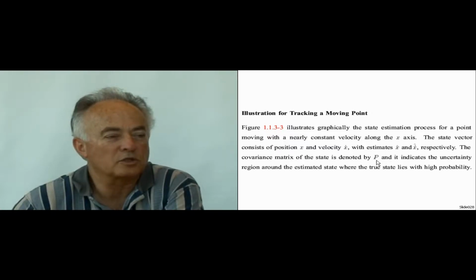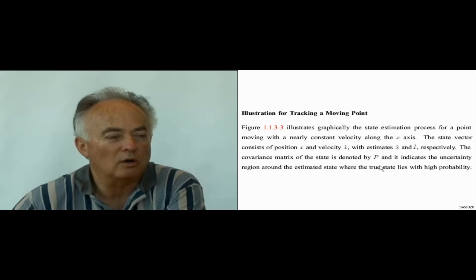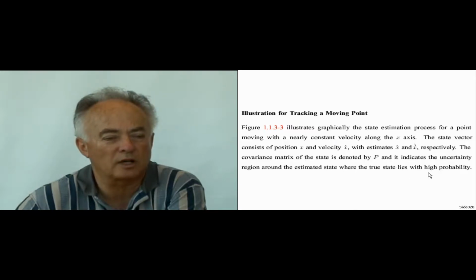And we'll have a covariance matrix of the state, x, x dot, a 2x2 matrix, which indicates the uncertainty region around the estimated state. And knowing this, we will know the region around the state estimate where the true state lies with high probability.